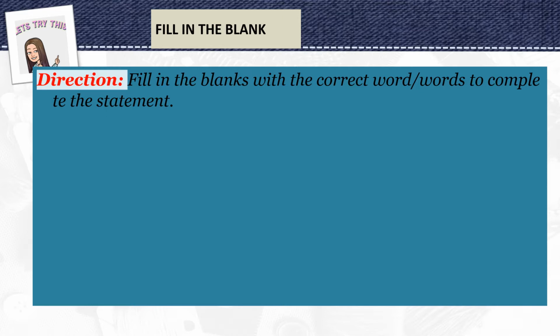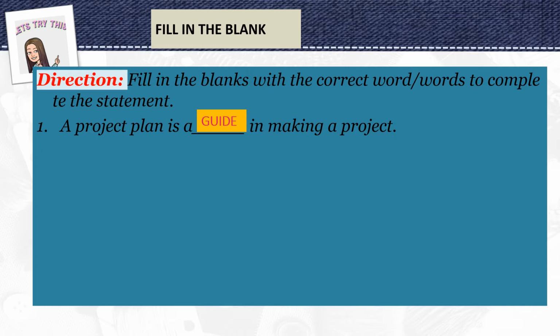Let's have a pretest first. So let us identify what you already know about our lesson this morning. Fill in the blank. Direction: fill in the blank with the correct word or words to complete the statement. Number 1, a project plan is a blank in making a project. So what do you think is the answer? Okay, very good. Guide. A project plan is a guide in making a project.